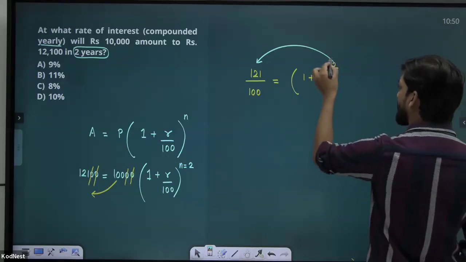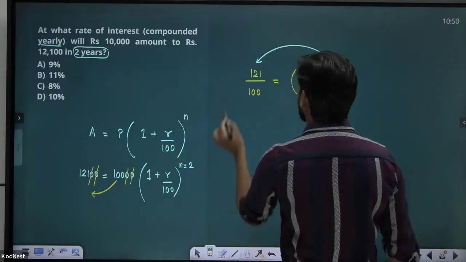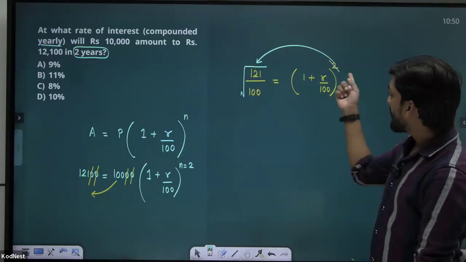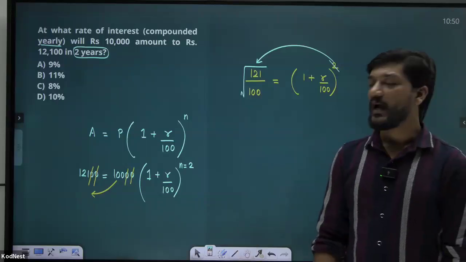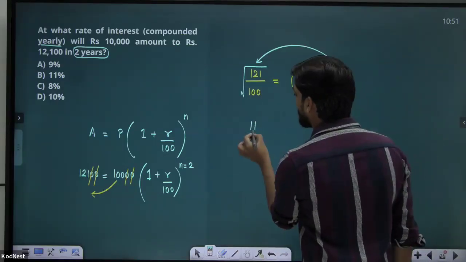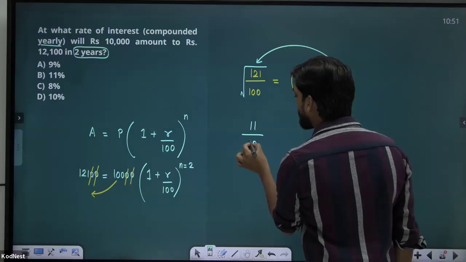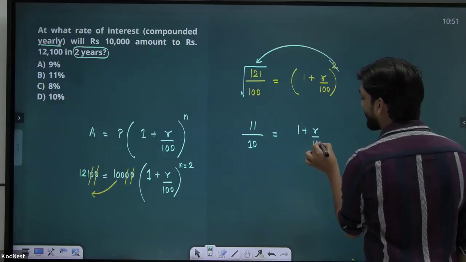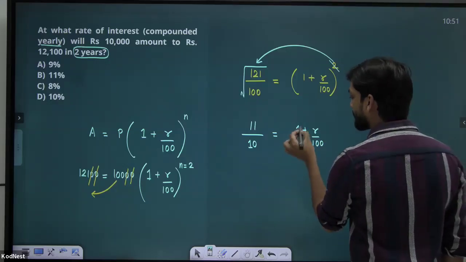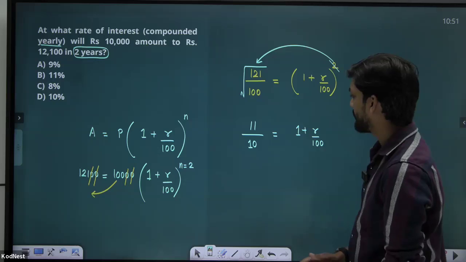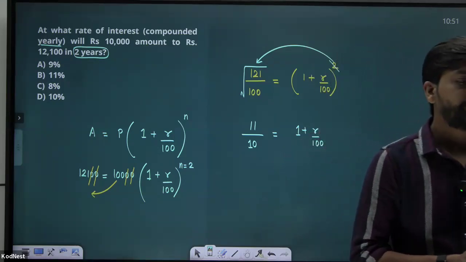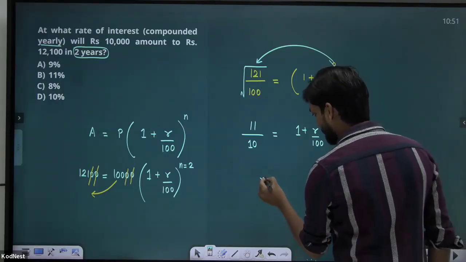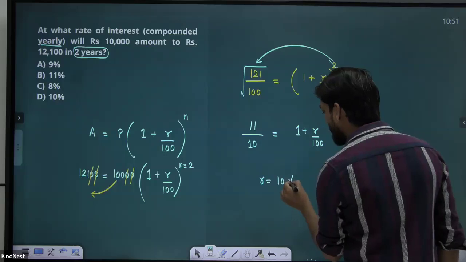So my dear, any square on the right side will become a square root on the left side. Square root of 121 is 11, and square root of 100 is 10. And this part is 1 plus r by 100. Now please solve this. How much will you get? R equals 10 you will get.